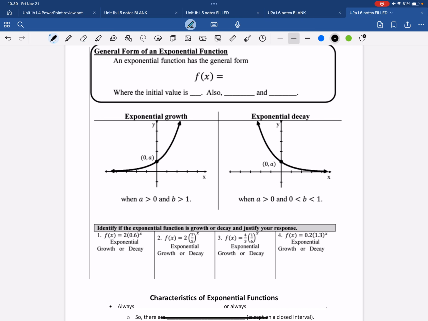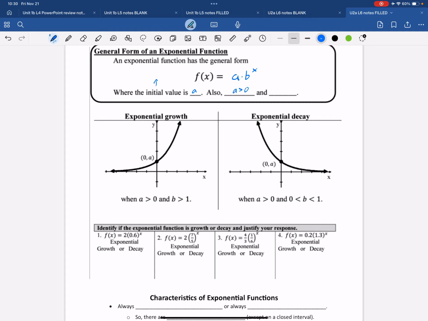All right, so first thing, our general form of an exponential function is going to be a times b to the x. This is without any transformations or anything. The initial value is going to be a, and we're always going to look at an a value greater than 0.